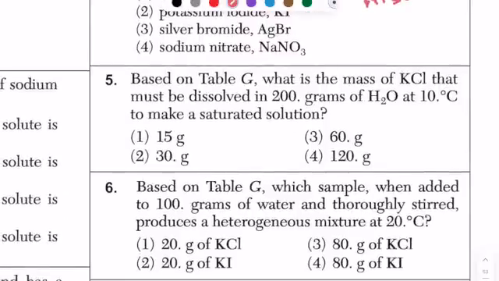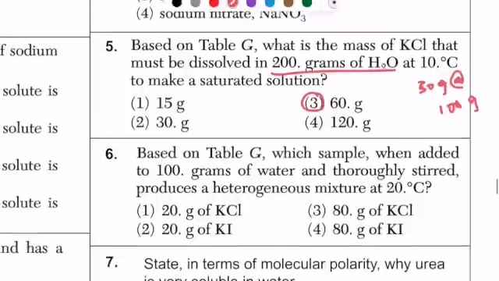Based on table G, what is the mass of KCl that must be dissolved in 200 grams of H2O at 10 degrees Celsius? So if you look at your table G, and if you look at KCl, whatever number you get is only going to be for 100 grams of water. So right now at 10 degrees Celsius, for KCl, I see about 30 grams. So 30 grams in 100 grams of water. But if you have 200 grams of water, then that means we should be able to dissolve double the amount of KCl. So that's about 60 grams.